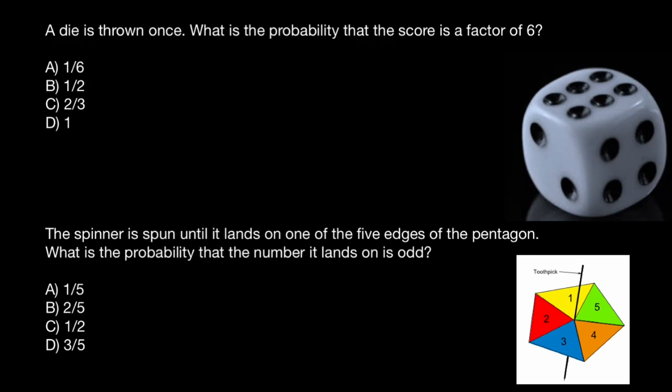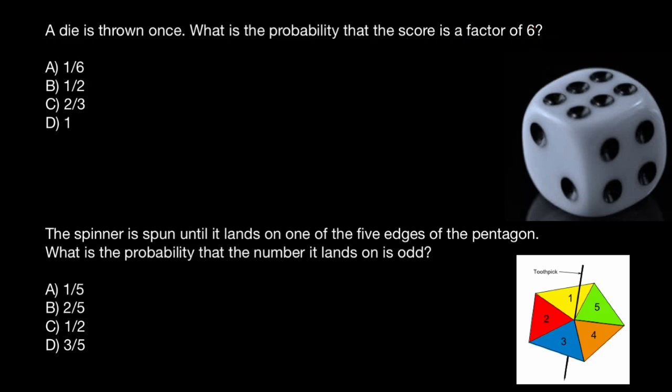Both of today's problems are going to be about application of the law of probability. Modern biology and genetics is about math, about application of the law of probability. So sometimes we have to refresh ourselves on how to solve this type of problem. And the first problem is: a die is thrown once. What is the probability that the score is a factor of 6?